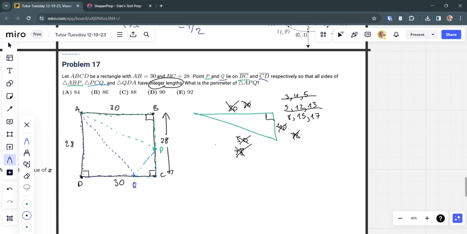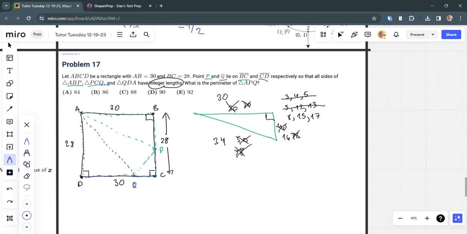And then the last one is 8, 15, 17. We'd probably take the 15 to factor into 30. So multiply everything here by 2. That would give us 30, and then 16 and 34. So that actually fits, right?